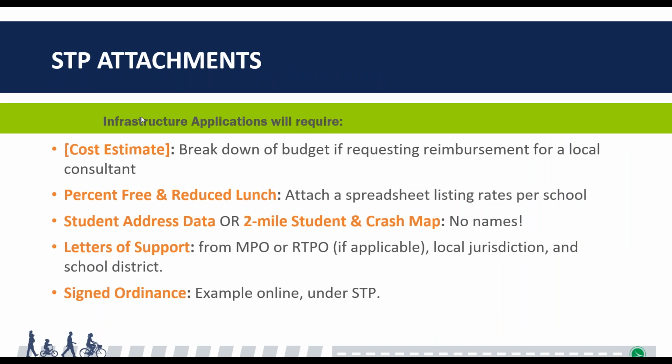Okay, so this should say school travel plan applications will require. So these are the attachments you would include. If you are seeking reimbursement, you would need to include a cost estimate for the work, some sort of budget that lets us know what the cost of doing these different tasks is going to be. You'll include data on your free and reduced lunch, for the schools that you want to work with. You'll include student address data for the schools you want to do a plan for. And then you'll also need to get a letter of support from your MPO or RTPO, if applicable, as well as the local government, as well as the school district. So there are 3 letters of support that are needed from your regional planning organization, if you have one, from the local government, and from the school district. And then finally, that signed ordinance.